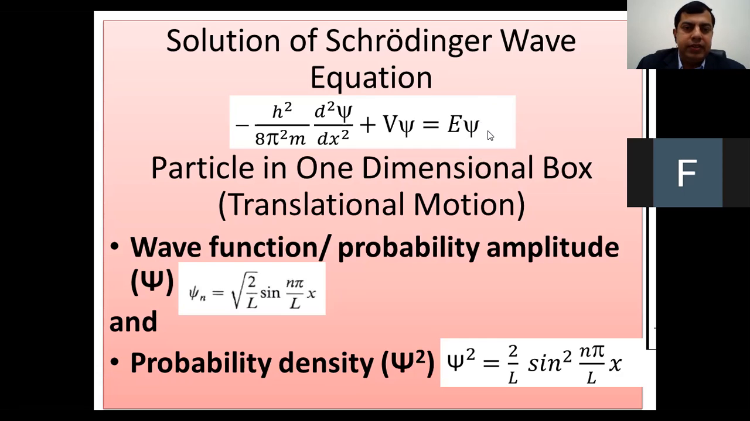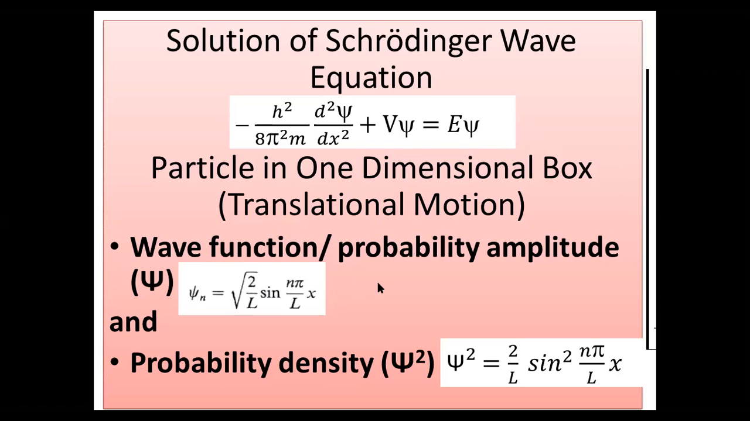And today we will discuss the translation motion, and here we will consider the case of a particle in a one dimensional box. And here you will remember, this is the total energy, this is the potential energy, and this is the kinetic energy operator. That means the total energy is the sum of the kinetic energy and the potential energy.